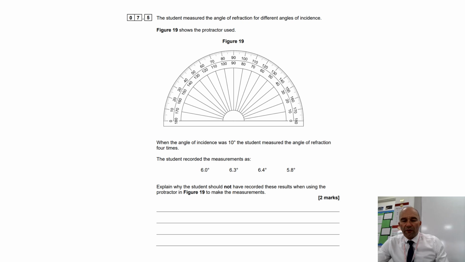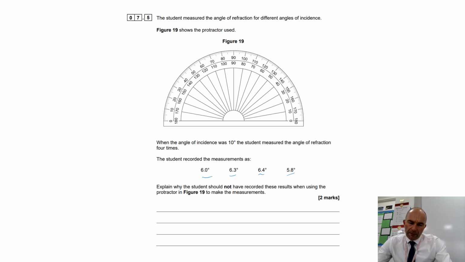Now, 7.5, the student measured the angle of refraction for different angles of incidence, and we've got the protractor used. We're showing the different measurements. Explain why the student should not have recorded these results when using the protractor to make the measurements. Now, the clue here is we've got 6.0, 6.3, 6.4, 5.8.